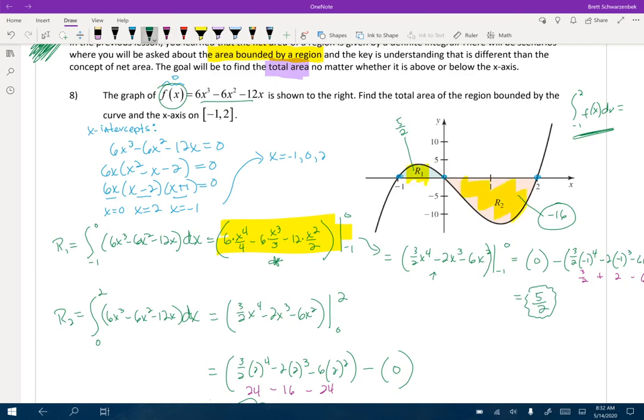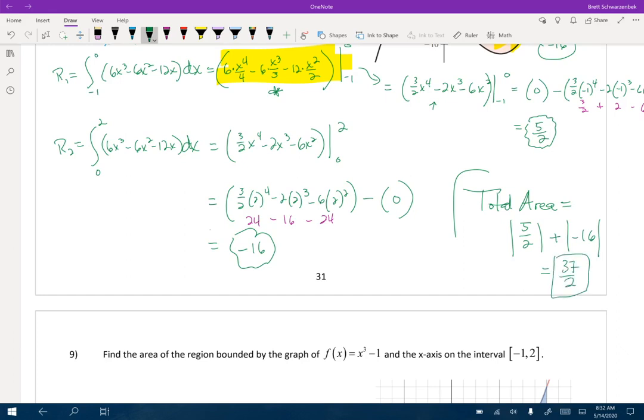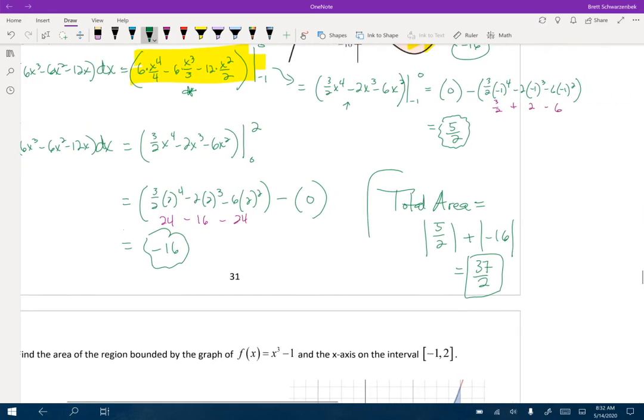The key is that now to find the total area, which is our last step here, you're going to take the absolute value of region 1 plus the absolute value of region 2. You're going to put that together and you're going to get positive 37/2 as your answer. That is your total area for this problem. If you want, you can write absolute value of region 1 plus absolute value of region 2, just so that you have it as a formula.